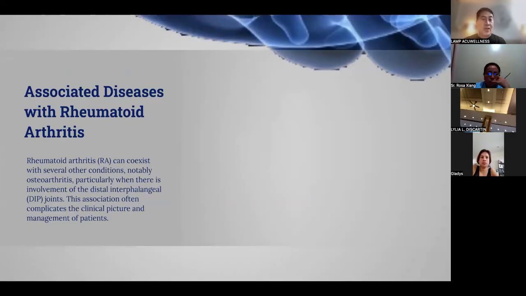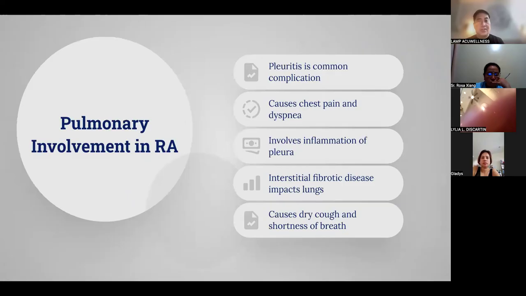So what are the associated diseases with RA? Pwede rin magkaroon ng OA, osteoarthritis, particularly when there is involvement of the DIP joints. This often complicates the clinical picture and management of patients.